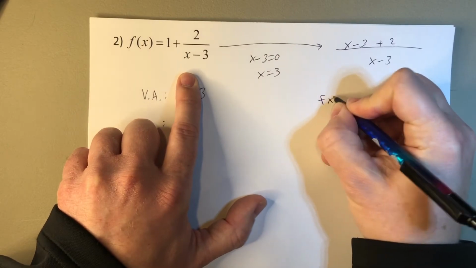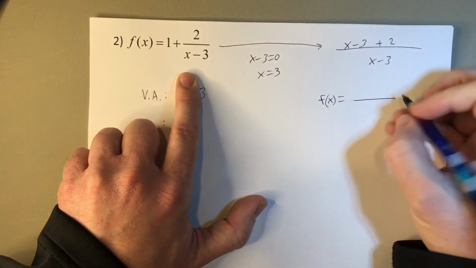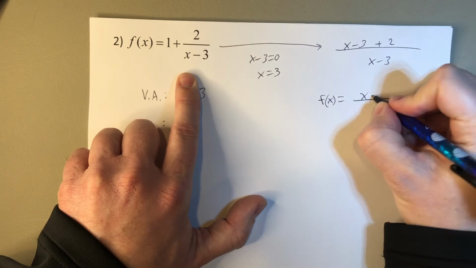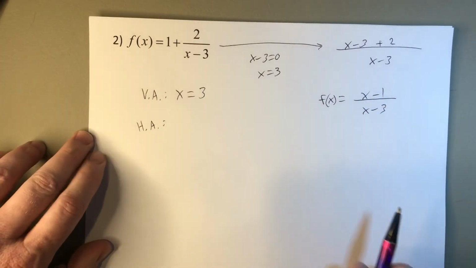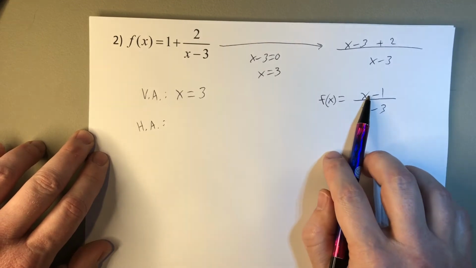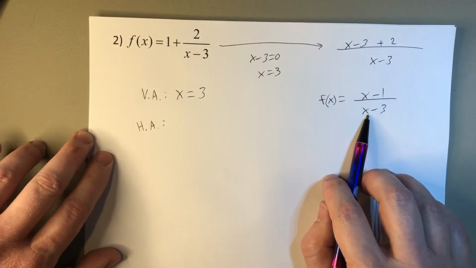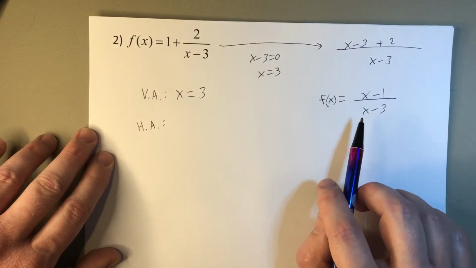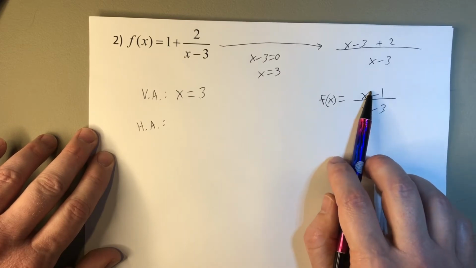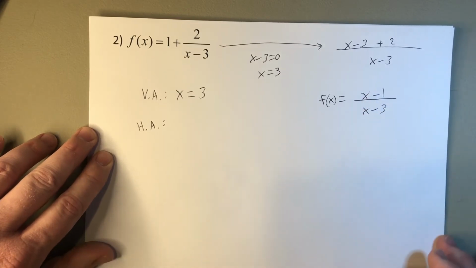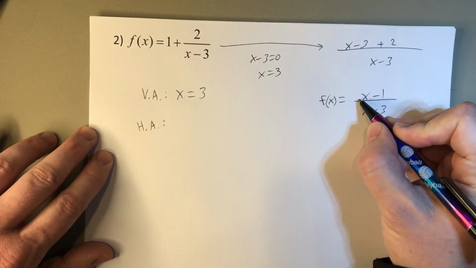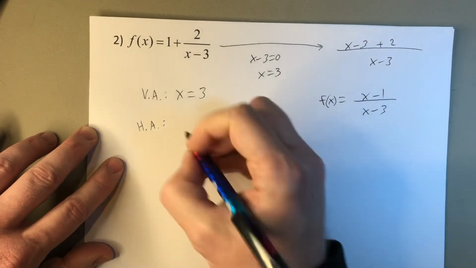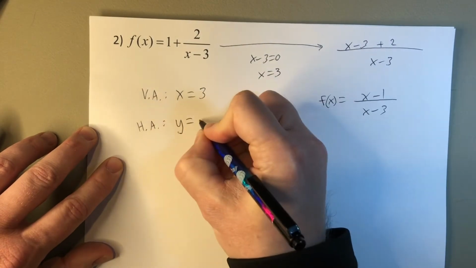So now I could rewrite our function as what? As x minus 1 over x minus 3. It's easier, of course, now to look at this based on how I'm explaining how to determine horizontal asymptotes. Is the degree the same on the top and on the bottom? Yes. They're both 1. What's the leading coefficient of the top? 1. Leading coefficient of the bottom? 1. Therefore, horizontal asymptote? Yes.